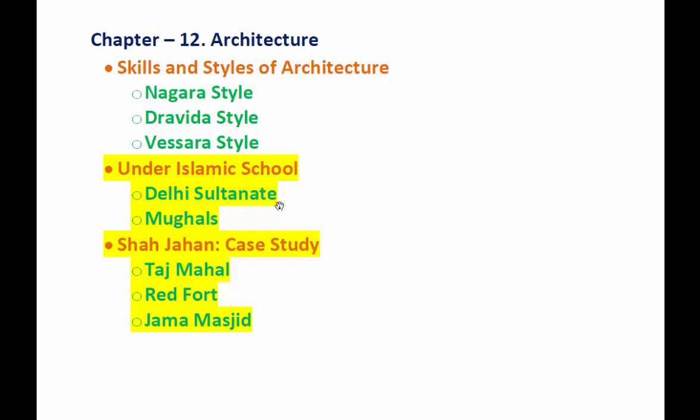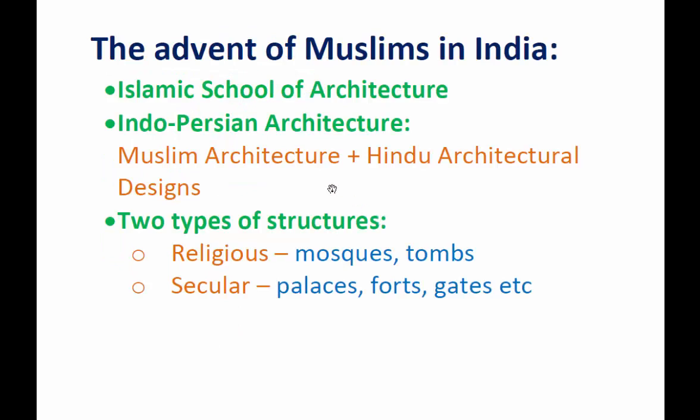and Mughals. We will also have a special study on Shah Jahan, including his Taj Mahal, Red Fort and Jama Masjid. Well, the advent of Muslims in India saw the birth of Indo-Persian architecture. Indo-Persian architecture refers to the architecture of Muslim as well as Hindu architectural design. When they mixed these two designs together, it came out to be Indo-Persian architecture.